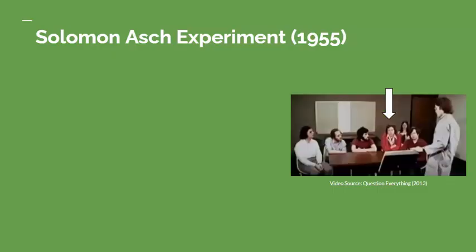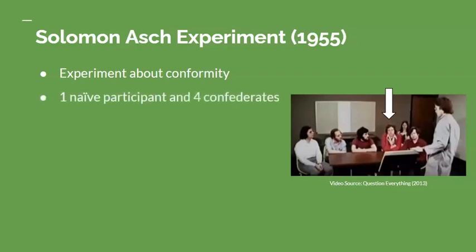There are 3 classic social psychology experiments. The first one is the Solomon-Asch experiment from 1955. This experiment studied the concept of conformity and consisted of 1 naive participant and at least 4 confederates. Additionally, the experimenter in the white lab coat was also a confederate. The group were seated around a table and were asked one by one to tell the experimenter which of the 3 lines matched the standard line.